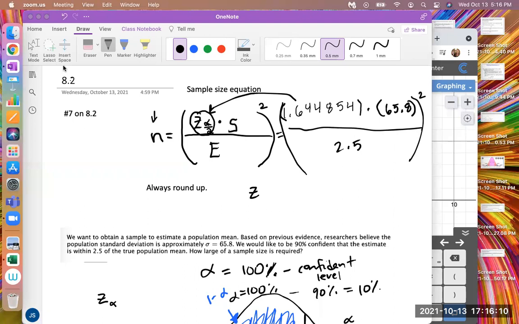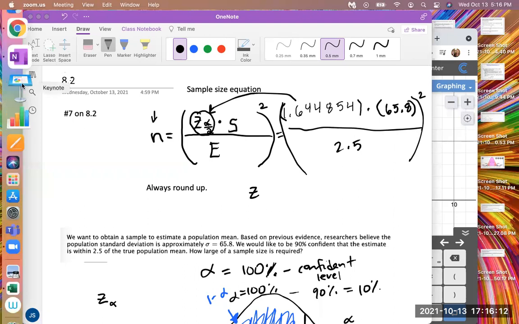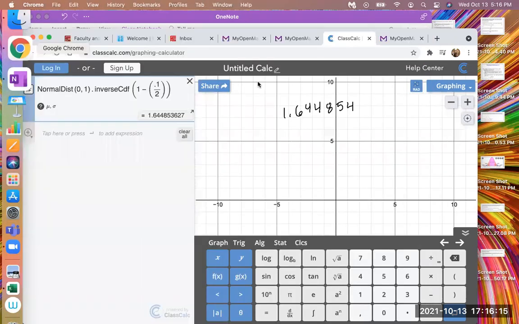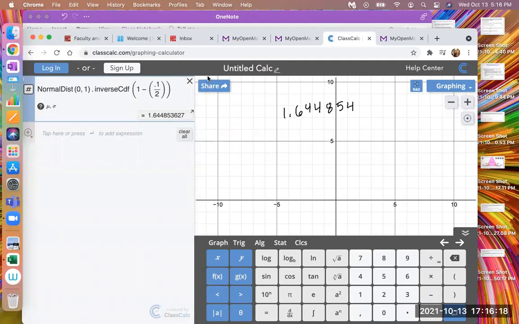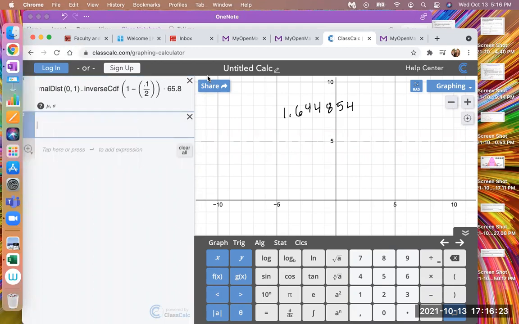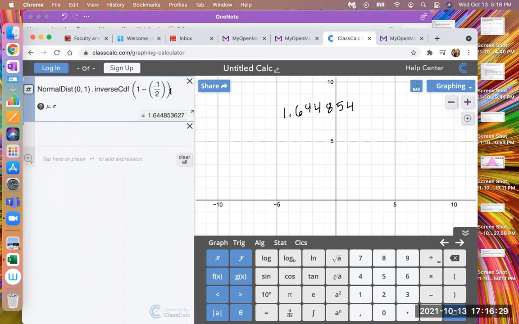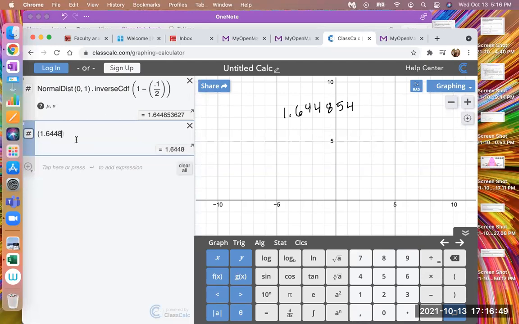So let's put that in. So I'm going to say times 65.8. Okay, I don't think it liked that. Okay, I think I have to re-enter everything. It just wants to do that. Okay. So I'm going to re-enter the, and I might even put in parentheses. I'm going to put 1.64485.